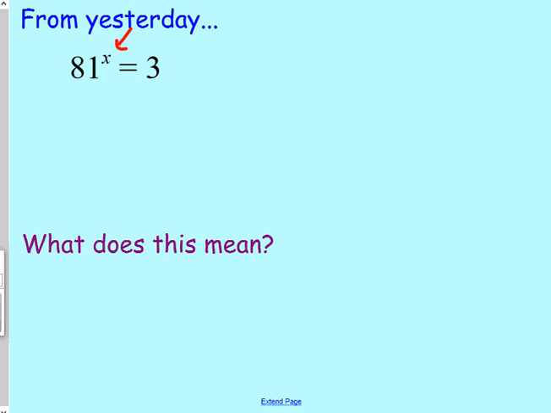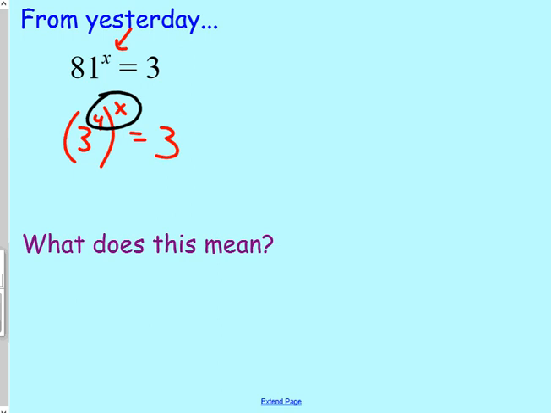3 and 81 can have the same base. Who remembers 3 to the what is actually 81? 3 to the 4th, good. 3 to the 4th is 81, and I'm replacing the 81 with a 3 to the 4th, and everything else I'm just copying. Don't forget to copy the x down there. Do you see I just replaced the 81 with a 3 to the 4th? That's the only difference.